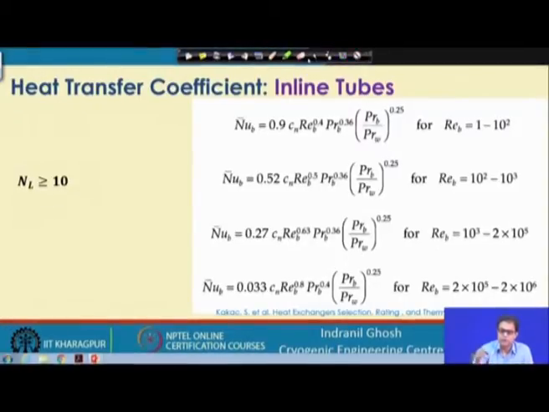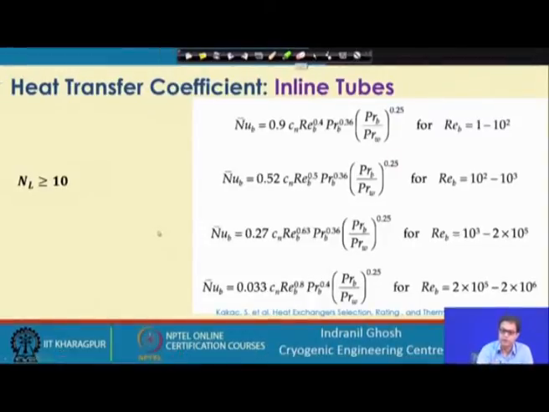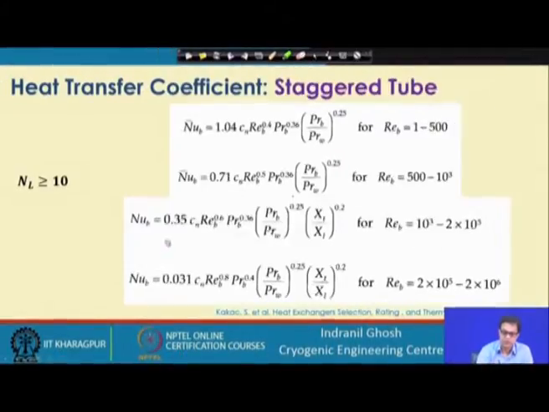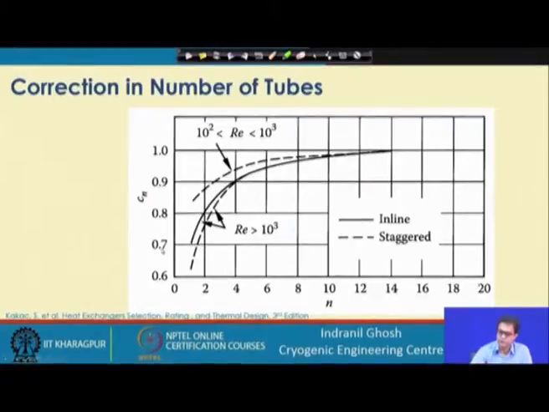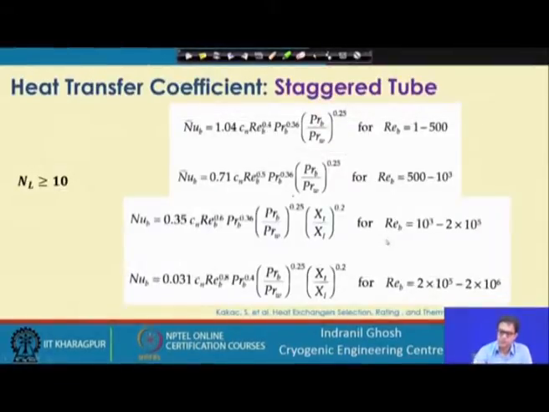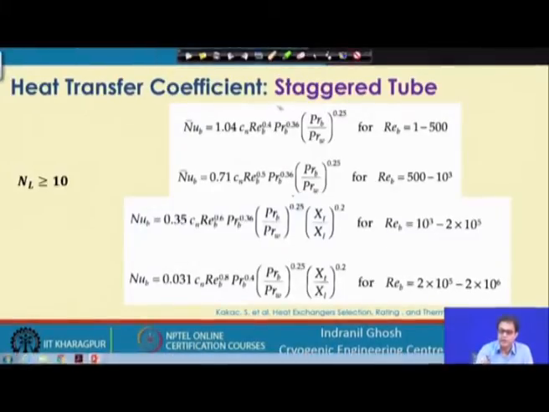Now, let us look into the configuration where the tubes are arranged in a staggered condition. Similarly, we have the heat transfer correlations given for it. So, these are the correlations for the staggered arrangement.